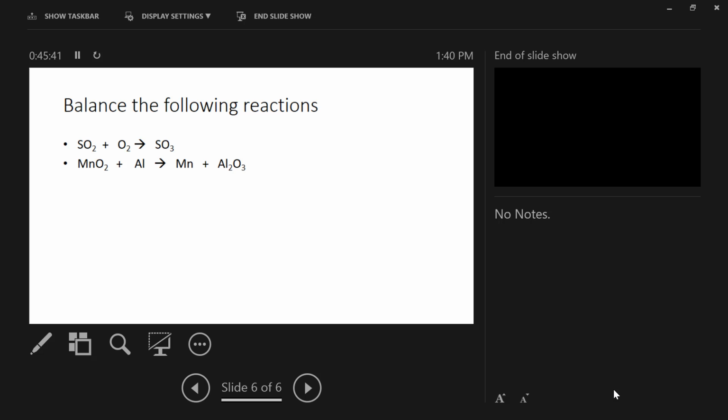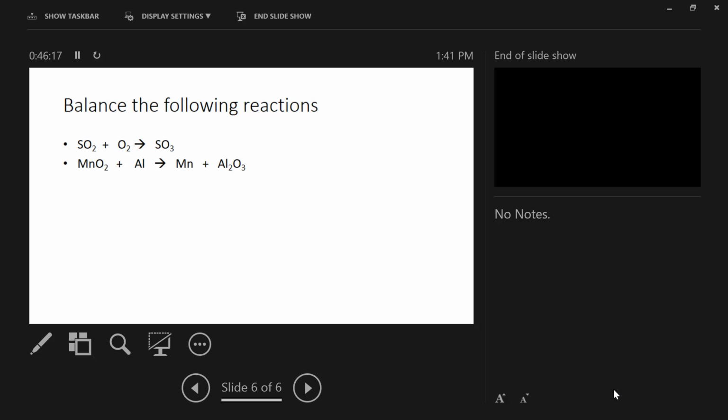Okay? Now, how many manganese do we have on the left? 3. How many on the right? 1. What's the least common multiple of 1 and 3? 3. How do we get 1 to equal 3? Multiply it by 3. How many aluminum do we have on the right? 4. Right? Each compound has 2 and we have 2 of them. Okay? How many do we have on the left? 1. What is the least common multiple of 1 and 4? 4. How do we get 1 to equal 4? Times it by 4.